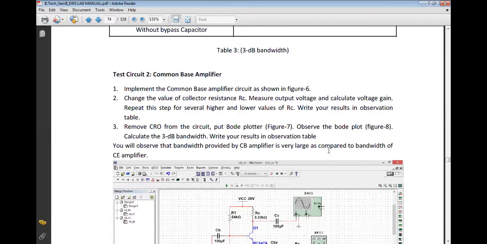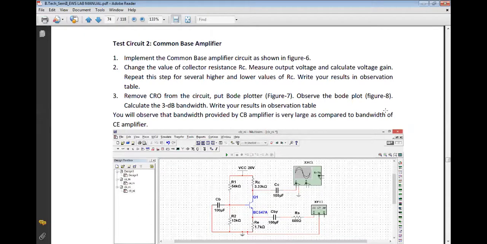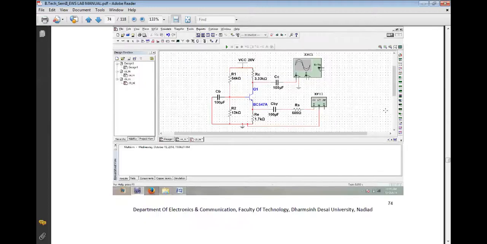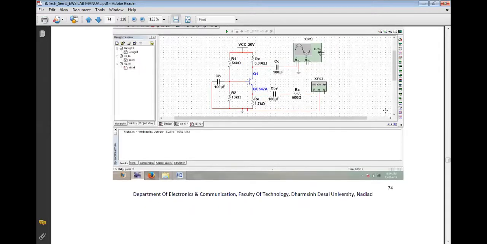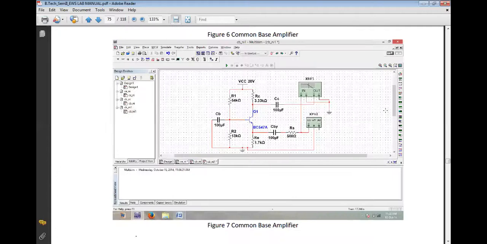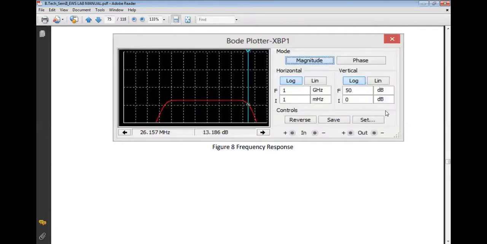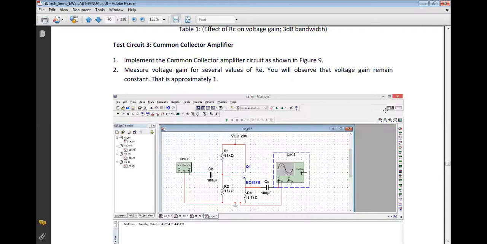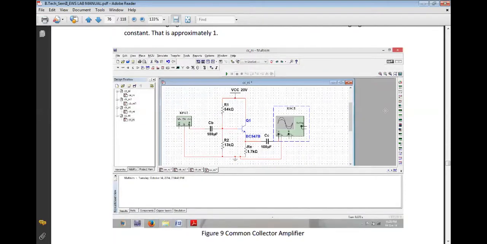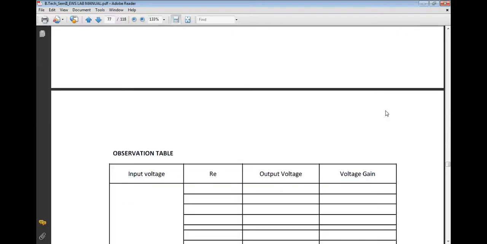As far as my teaching is concerned, from next time onwards, another faculty will conduct the remaining experiments of your EWS lab. I am going to take only these 2 experiments. Next week, as per the timetable, another sir or madam will take the remaining part of the workshop lab. This is also required as an assignment: the common base amplifier you have to test in the simulator, the same way you can find it. And the second part of this is the common collector. 3 circuits are required to be performed by each and every student in Multisim software.